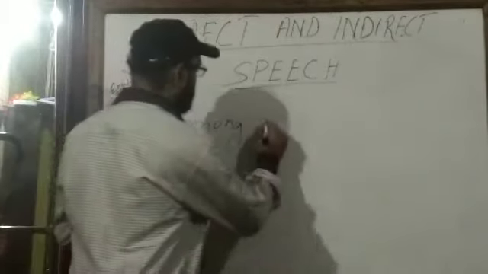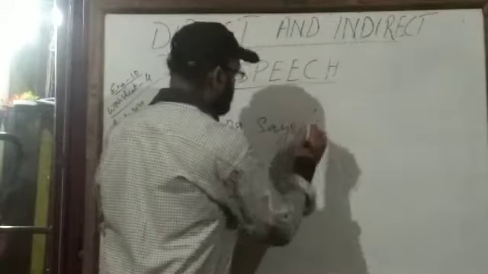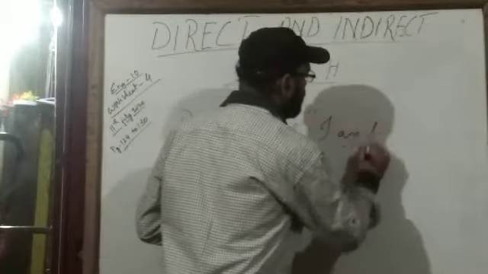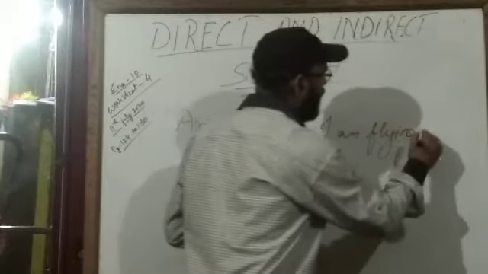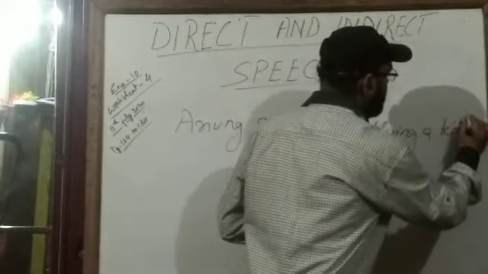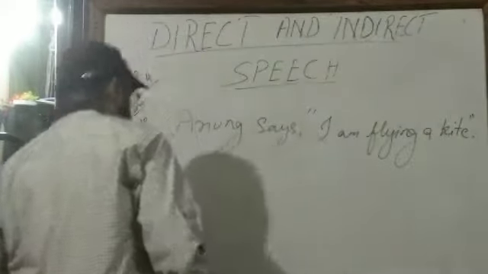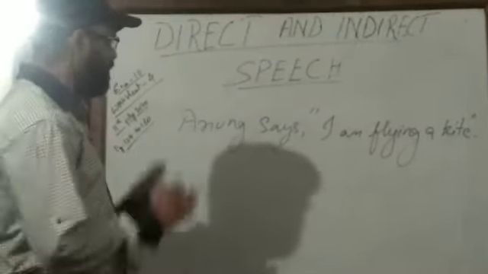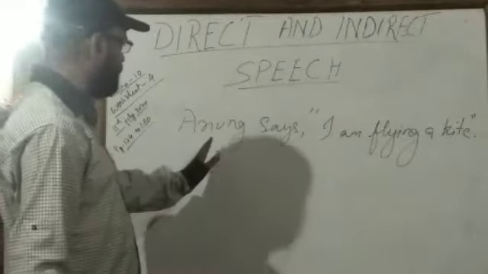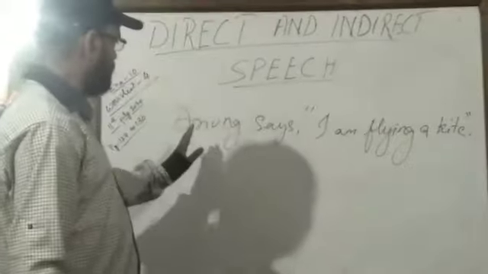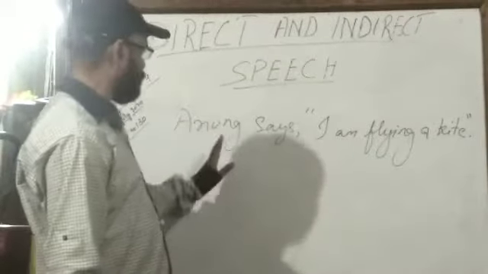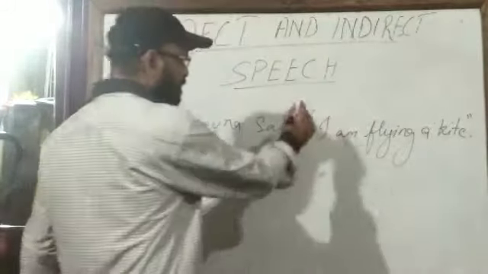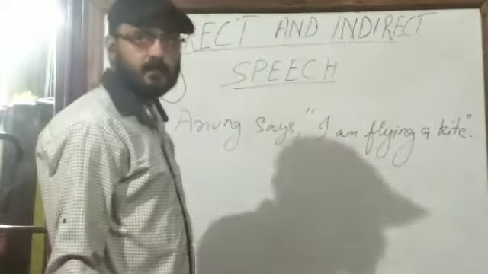Anu says, "I am flying a kite." Now my dear children, look at the question first. For doing direct and indirect speech, there are two parts of a sentence. One is the reporting clause. "Anu says" is called the reporting clause, whereas the sentence inside the inverted commas is called the reported speech.